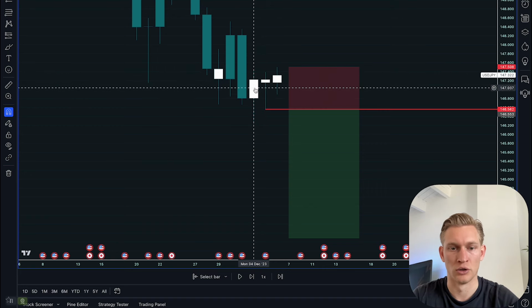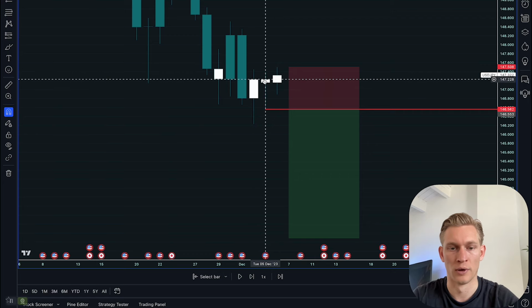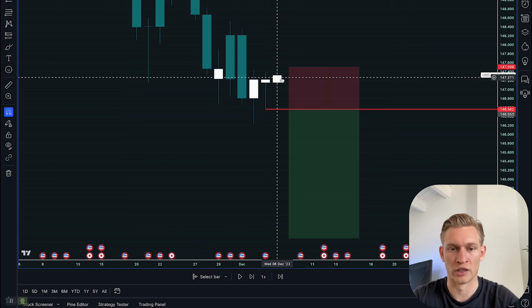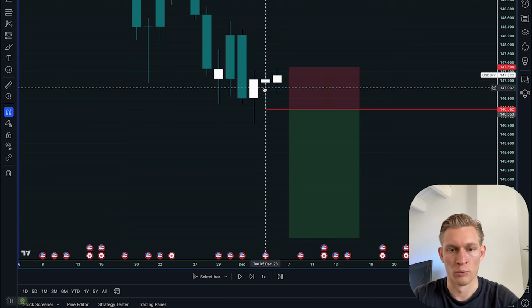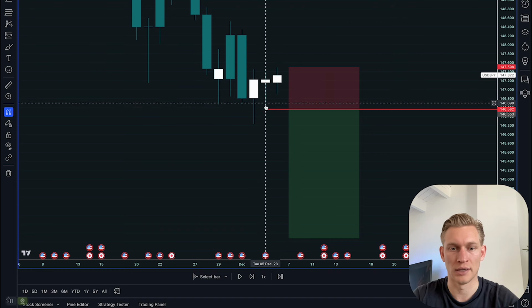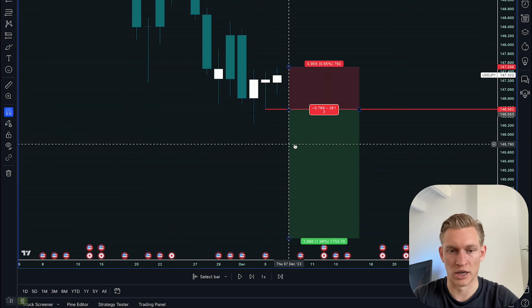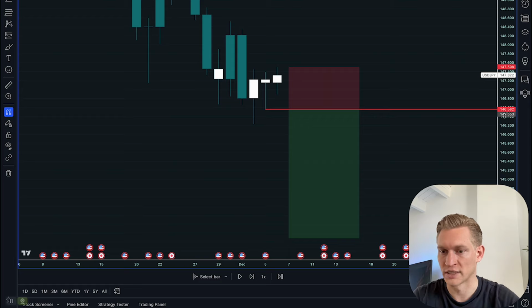So you use 3 only for the high and the low, and then the inside bar is there, and after the inside bar we have a bullish close. So price looks like it wants to break to the upside, and then we place a pending sell order or a sell stop on this inside bar low at 146.